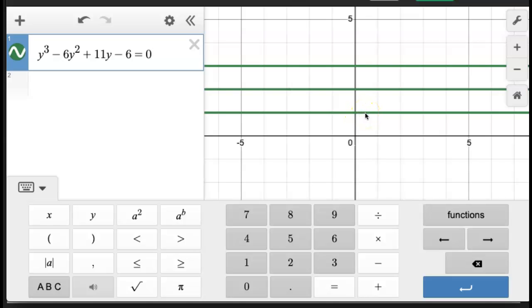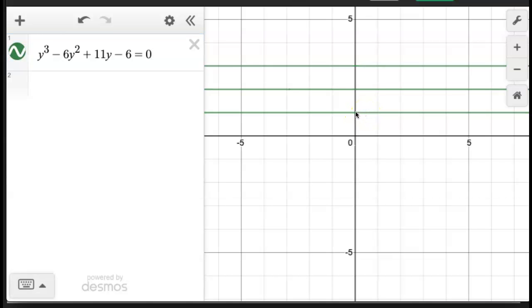I entered it exactly as given in the text, and what it's showing me is that solutions are 1, 2, and 3. Let's see if that's correct. 1, 2, and 3, that's correct. Yep. How do I know? Those are the lines that it's given here, right? It's 1 on the y-axis, 2 on the y-axis, and 3 on the y-axis.